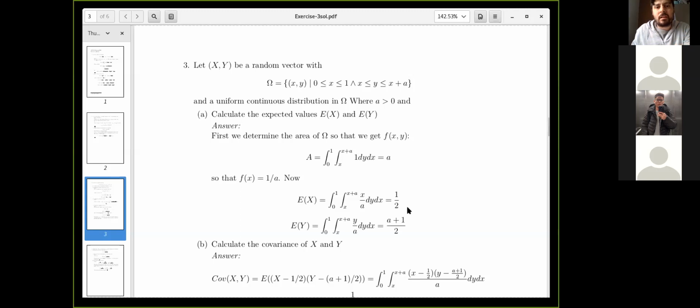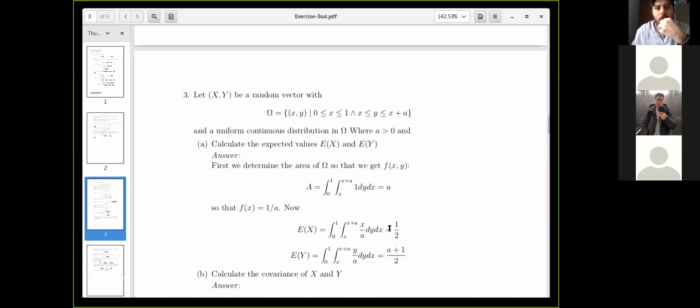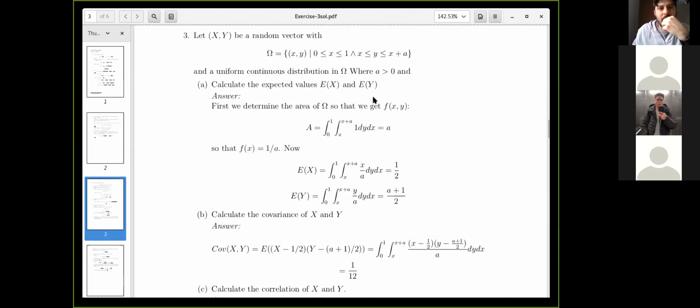This is a little bit different, because the expected value of y does not actually conform to this. It's not a uniform distribution between just any x and x plus a, because it depends on x. So you have to calculate it using the joint distribution here.